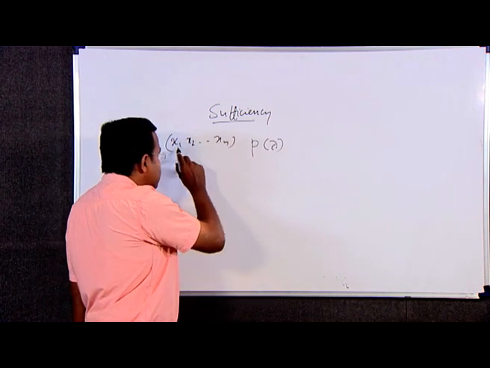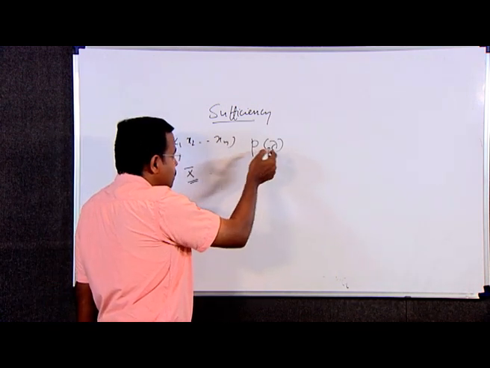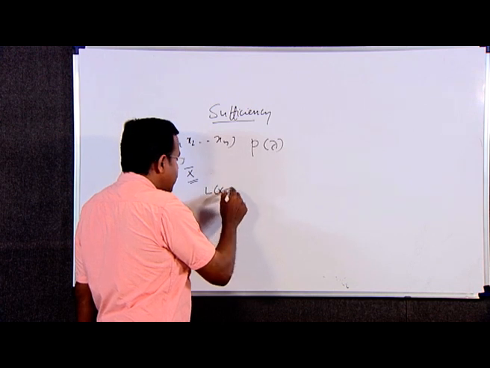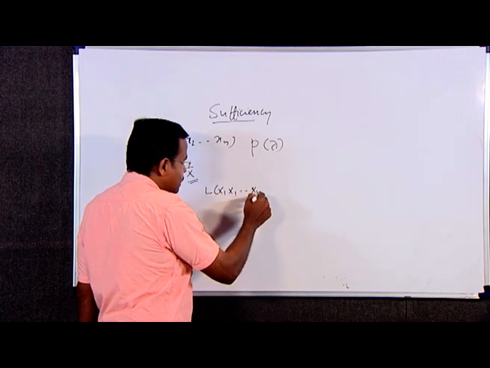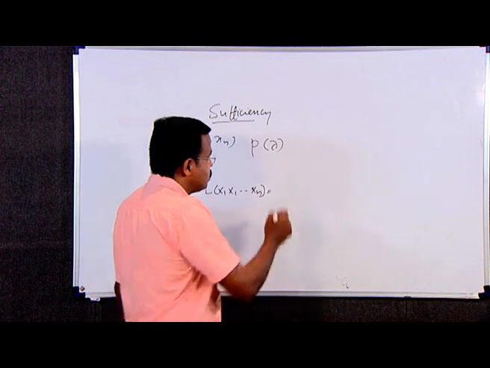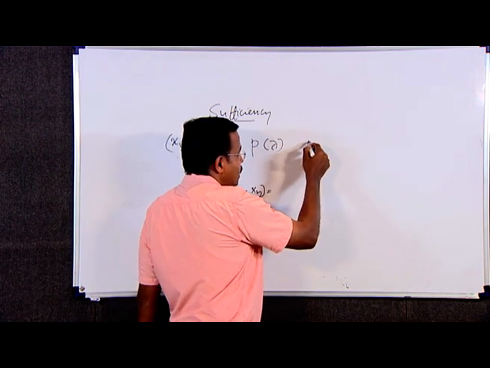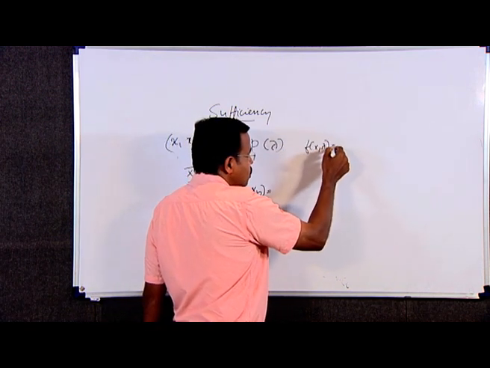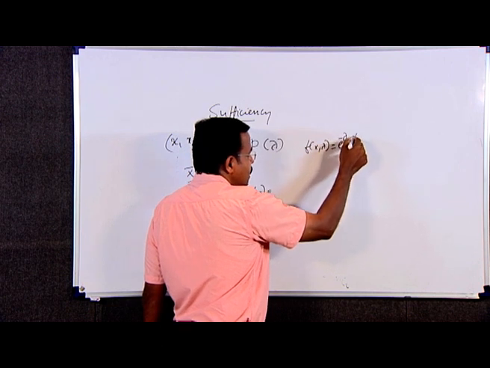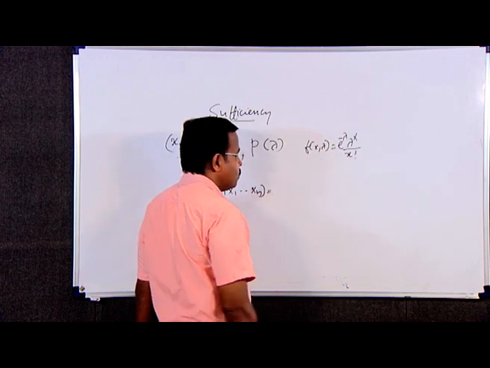Now, since x1, x2, etc. xn is the random sample taken, the likelihood function of the random sample L of x1, x2, etc. xn is equal to, since it is a Poisson distribution with the parameter lambda, f of x, lambda equal to e raised to minus lambda, lambda raised to x divided by x factorial.